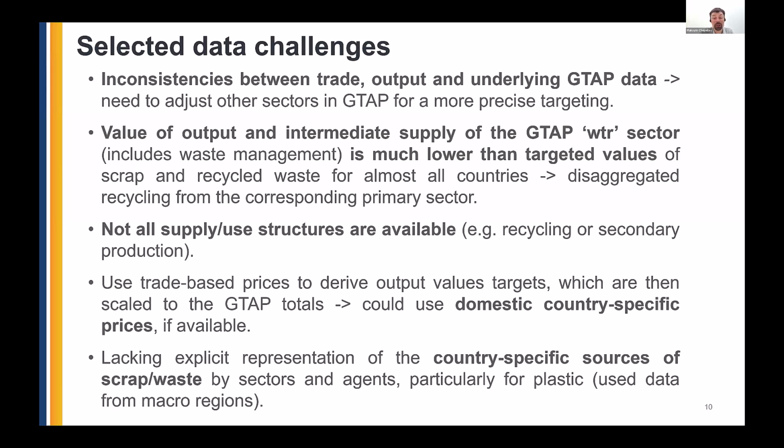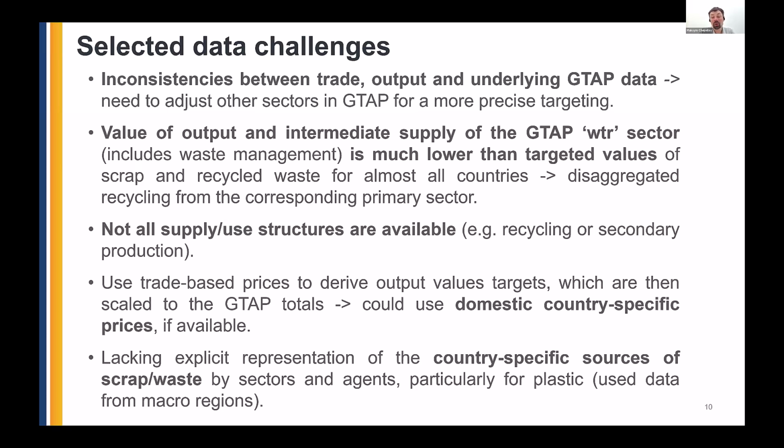In a number of cases, not all supply and use structures have been available. For instance, in the case of recycling activity, we did not manage to find a commodity-specific recycling activity cost structure, so we use some more generic assumptions. Another limitation, or challenge, depending on how you look at it, is that we did not always manage to locate domestic country-specific prices for all commodities, right? So in a number of cases, we had to use trade-based prices, adjusting them with some margins, but that might not be the most appropriate solution. In case more domestic prices become available in the future, we might implement some revisions.